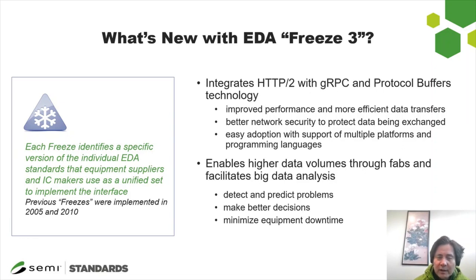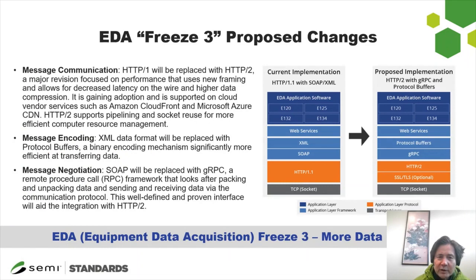And this will enable higher data volumes going through the fabs, facilitating big data analysis, and allows us to detect and predict problems, make better decisions, and minimize equipment downtime. I won't go into the details here, but if you are interested, this describes really at a granular level what's going on in this upgrade from EDA Freeze 2 to Freeze 3. Fundamentally, though, look at the bottom line here: Freeze 3, more data, faster.